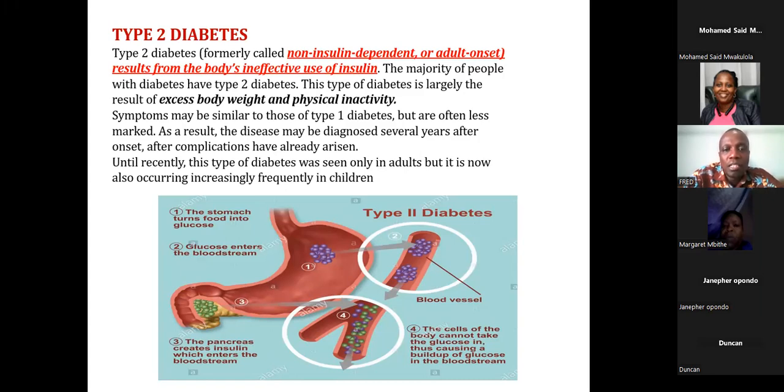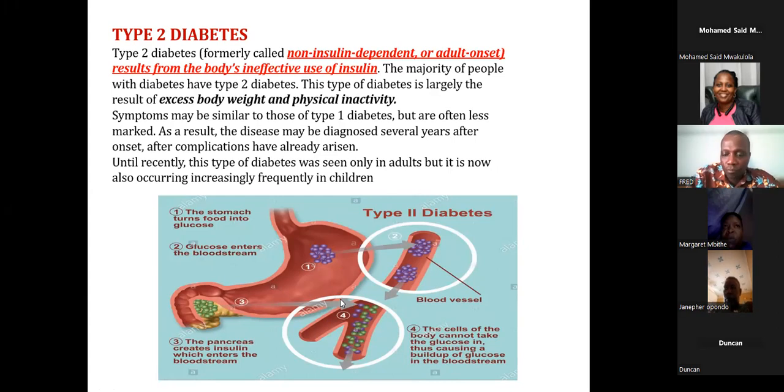Now, until recently, this type of diabetes was only seen in adults, but it is now occurring increasingly in children, and that is very, very scary. And that diagram basically shows you what happens. The stomach turns food into glucose. Glucose enters the bloodstream. The pancreas creates insulin, which enters the bloodstream. And the cells of the body cannot take the glucose in, thus causing a buildup of glucose in the bloodstream. And that's what we call type 2 diabetes.